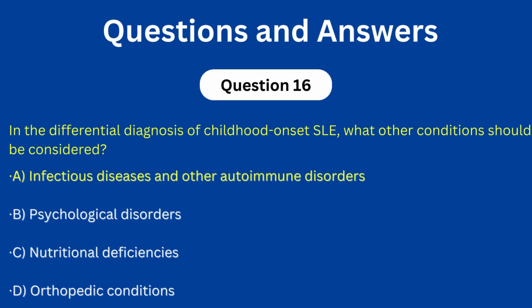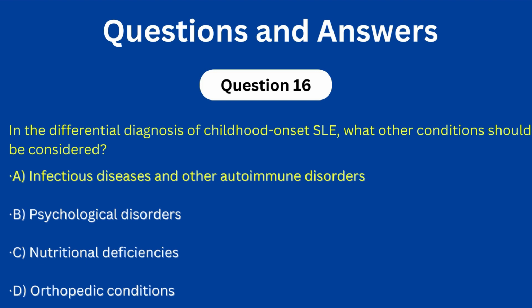So the differential diagnosis of childhood onset systemic lupus is broad due to its varied clinical manifestations. It has a very wide range of manifestations. It is essential to consider infectious diseases, as certain infections can mimic or trigger autoimmune responses similar to those seen in systemic lupus. Additionally, other autoimmune disorders such as juvenile idiopathic arthritis, mixed connective tissue disease, and vasculitis can present with similar symptoms and lab findings.